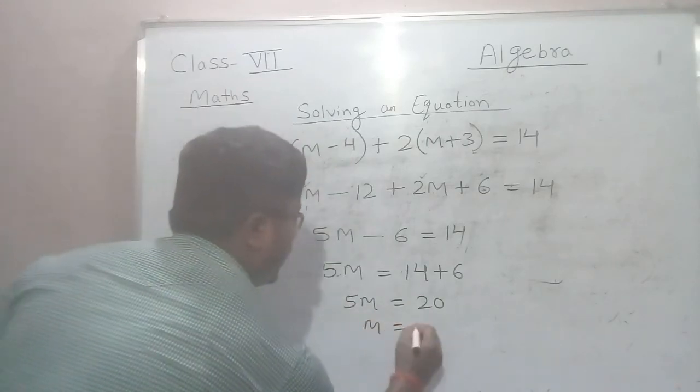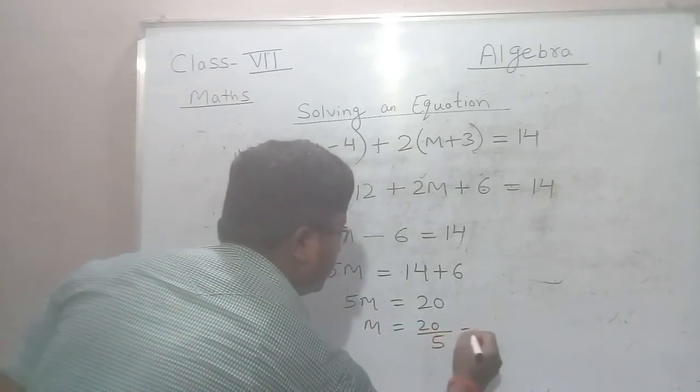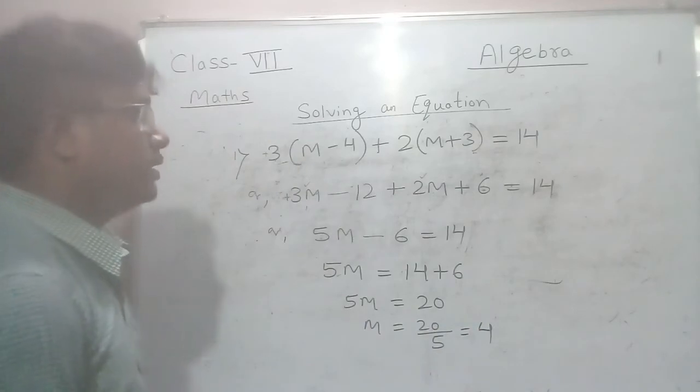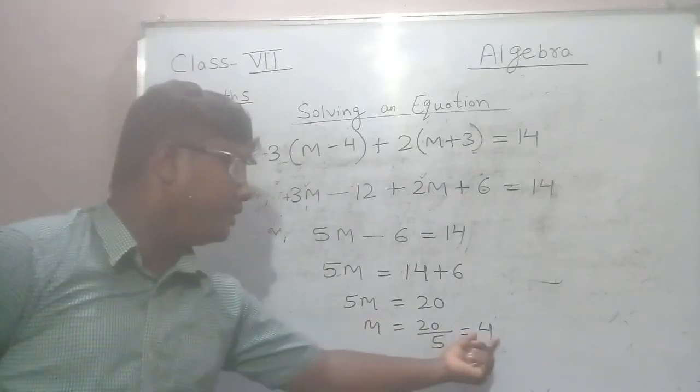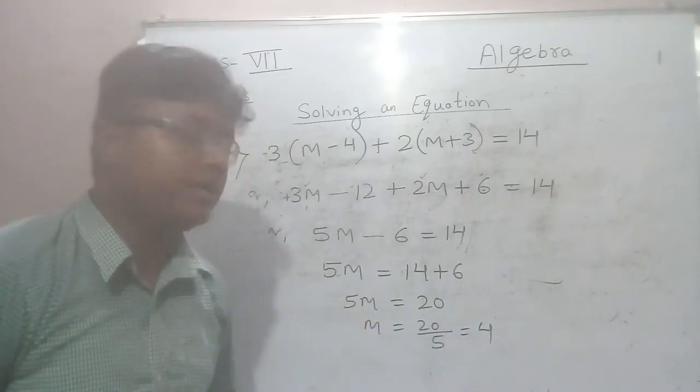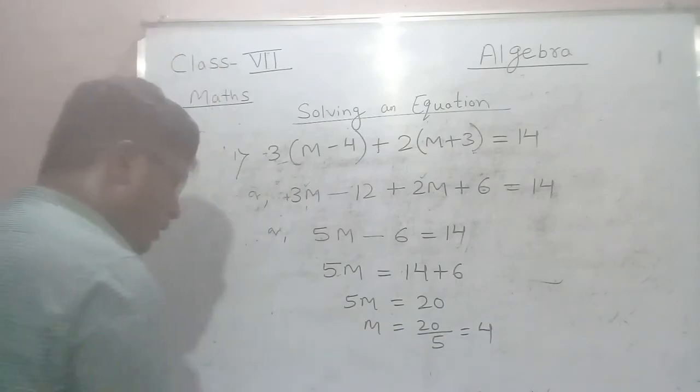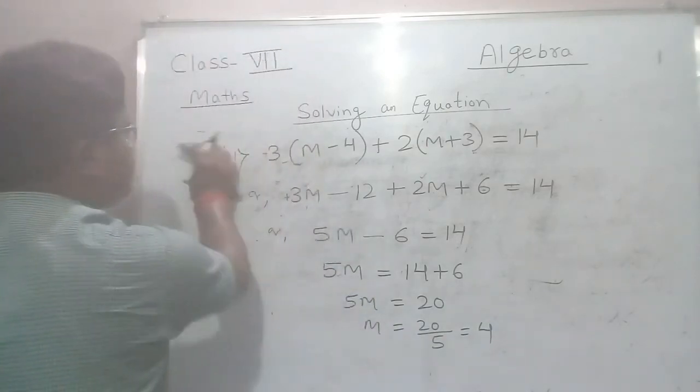m is equal to 20 upon 5, 5 fours are 20. Your answer is 4, so the value of m is 4. It's very easy. Let's do one more question.